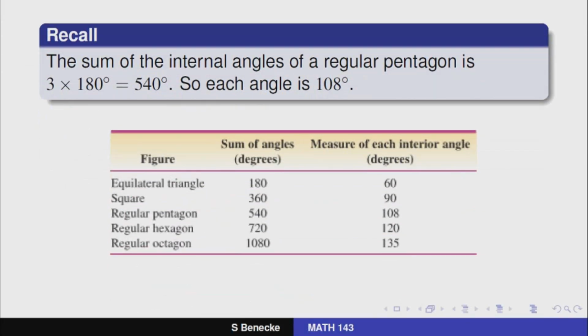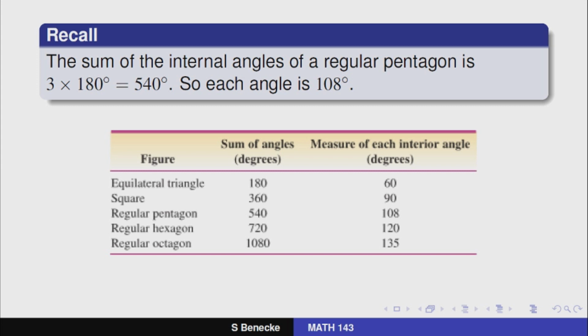So, the sum of the interior angles of a regular pentagon, looking at the triangles, I get 540. There are 5 of them in a pentagon, so 540 divided by 5 is 108. And I get the interior angle of a regular hexagon is 120. Interior angle of a regular octagon, 135. And I can keep going.